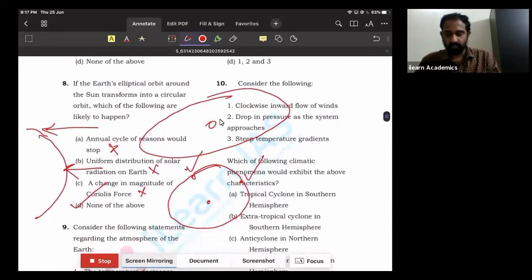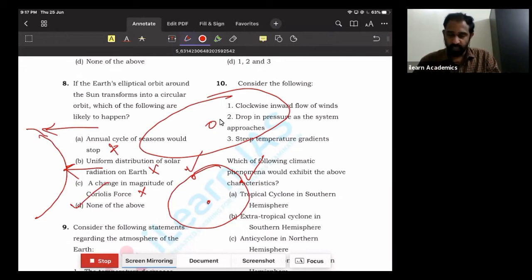Question number 10. Certain statements are given. First statement says clockwise inward flow of winds. Second statement says drop in pressure as the system approaches. Third statement says steep temperature gradients. So there is a clockwise inward rotation of winds. Obviously, this might be about some cyclone. Second, the drop in pressure as the system approaches. Both the tropical as well as extratropical cyclones are associated with a drop in pressure. So there is low pressure at the center.